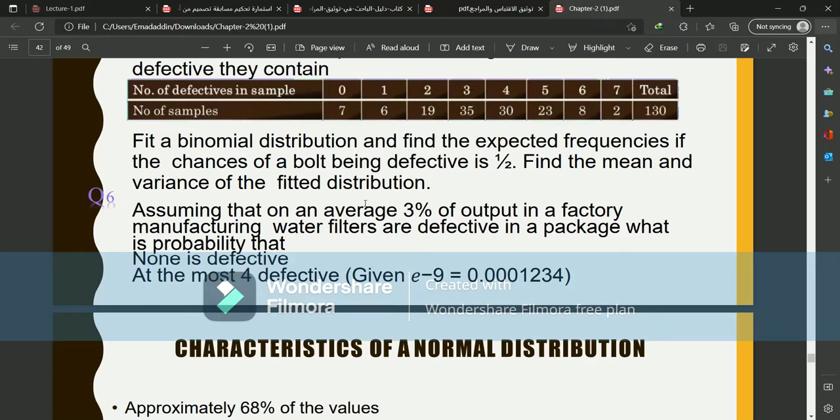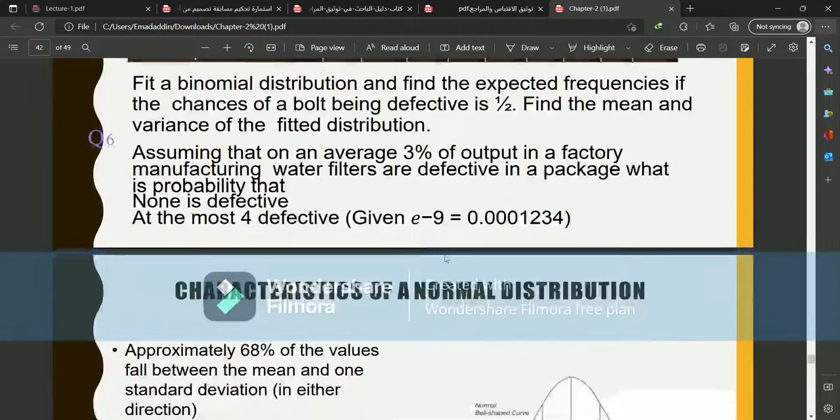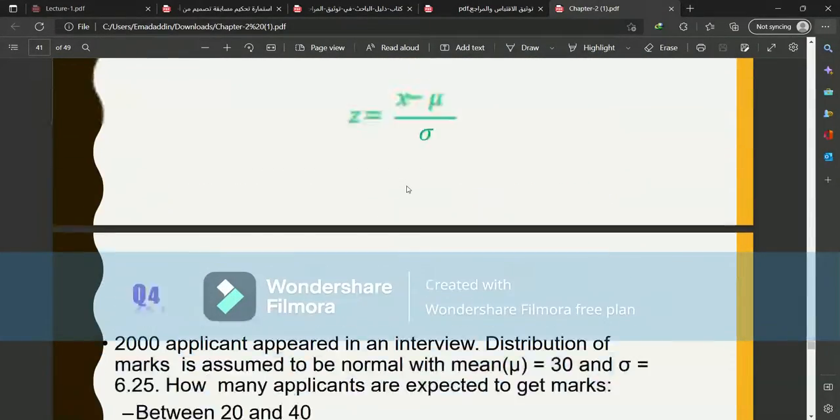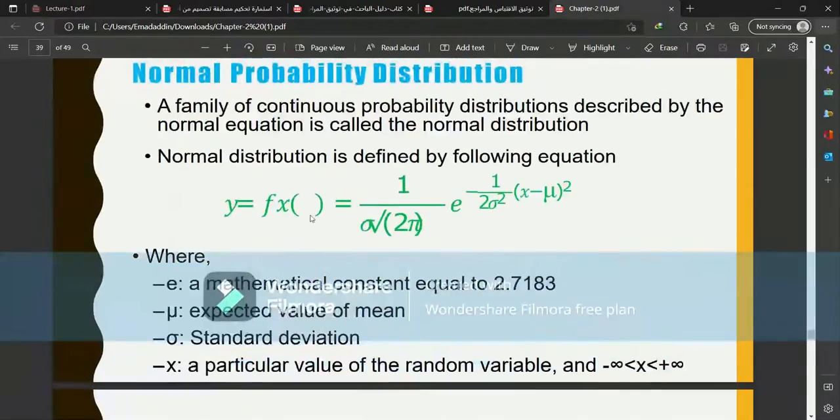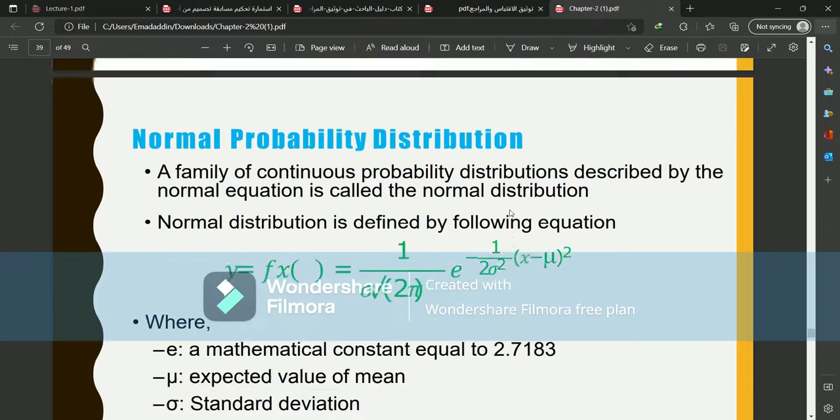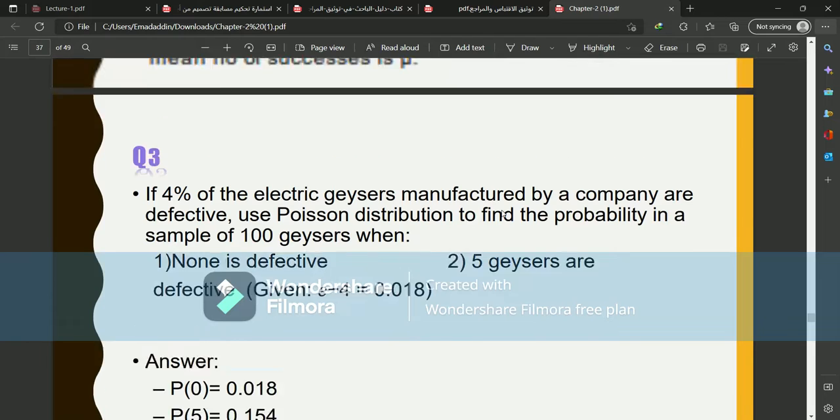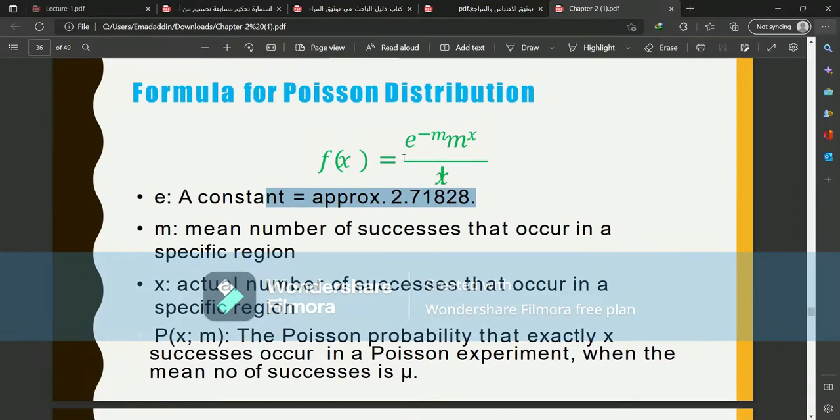Assume that on average 30% of the output of a factory is defective, that will be 0.03, and we can, given the most defective with this equation, get the defective answer, which is f(x) equals exponential power of negative mx.